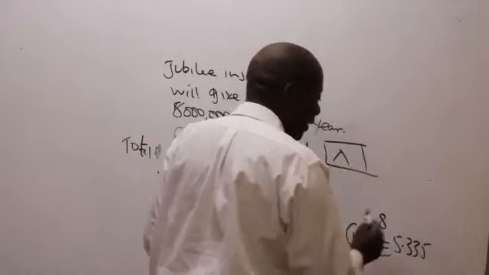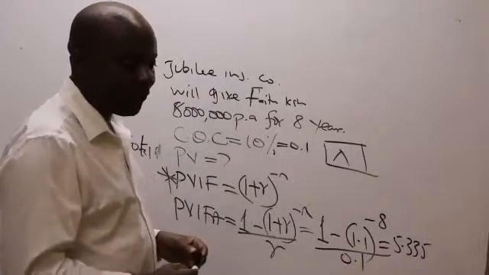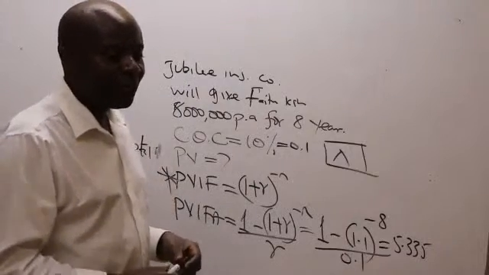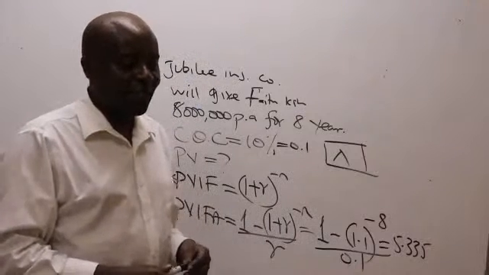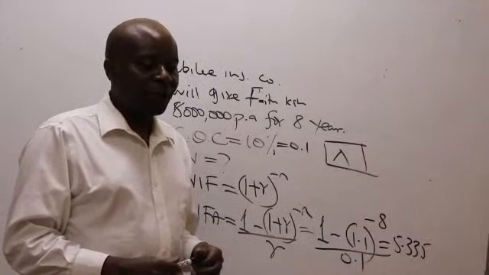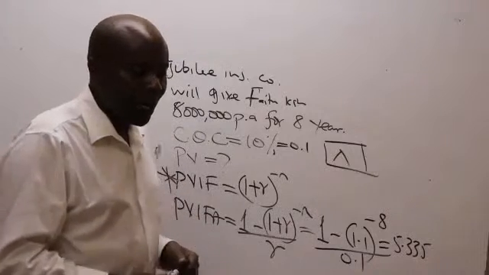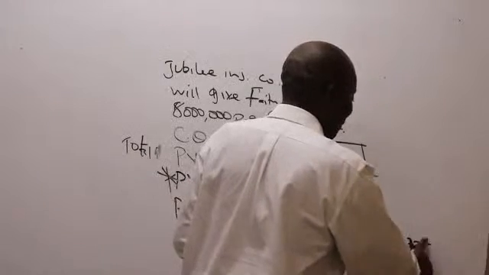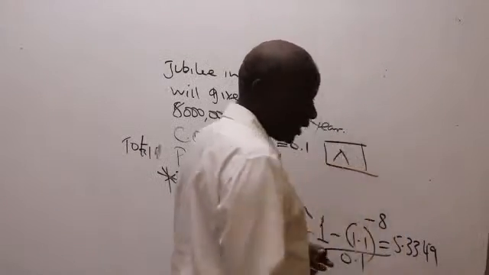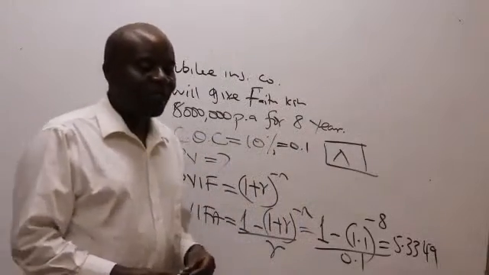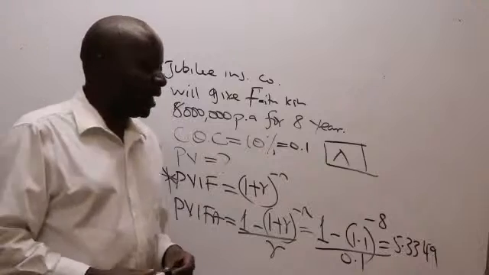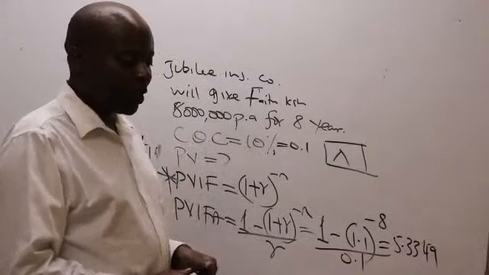I would prefer 4 decimal places, because PVIFA and PVIF we normally write in 4 decimal places. 5.3349. Thank you, the Chelsea man. We always prefer writing the PVIFA and the PVIF figures in 4 decimal places. So ladies and gentlemen, now I am at home.